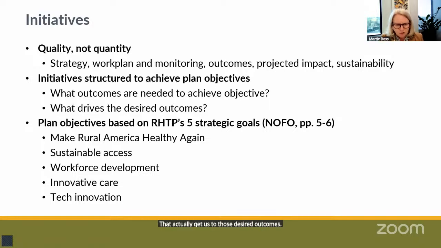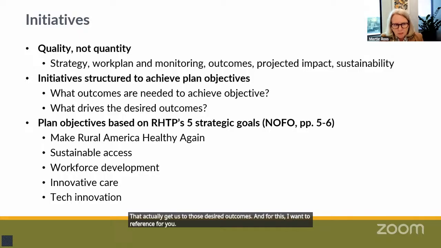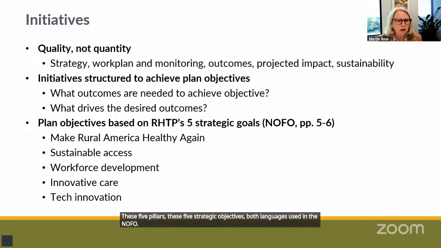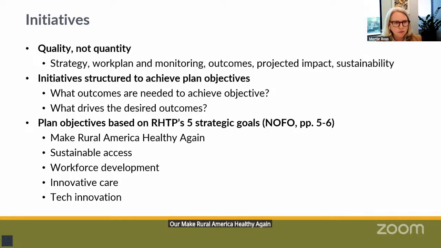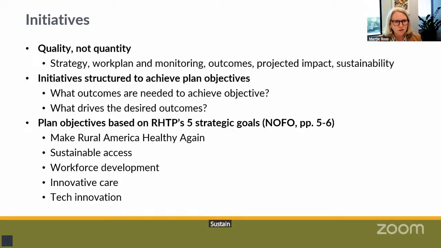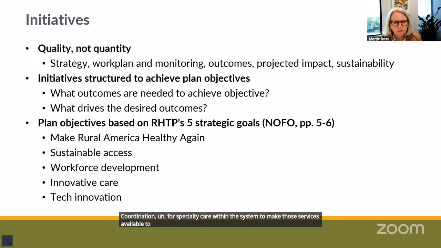And for this, I want to reference for you what CMS has identified as the objectives for the program as a whole. And these 5 pillars, these 5 strategic objectives, both languages used in the NOFO, are: make rural America healthy again. That's prevention and wellness, both primary prevention and secondary prevention. Sustainable access, so we're maintaining local access to care, as well as coordination for specialty care within the system to make those services available to rural residents.